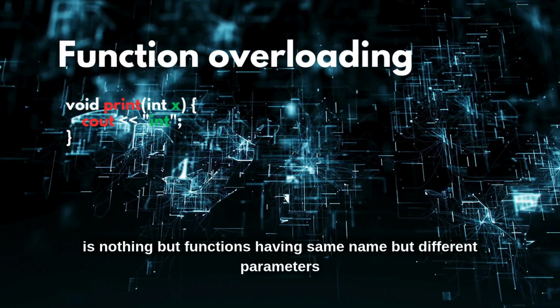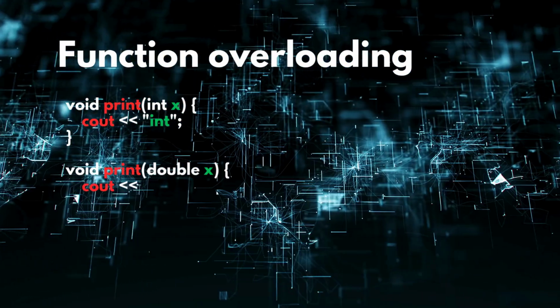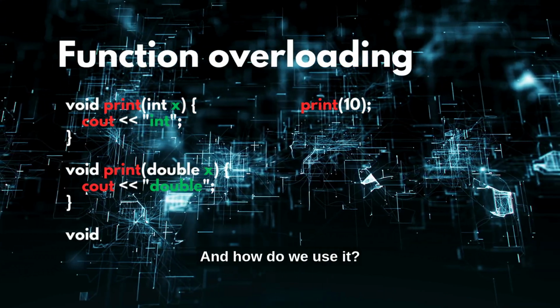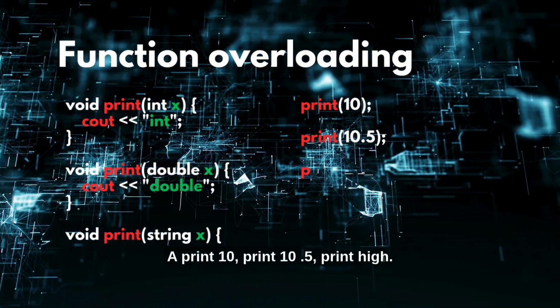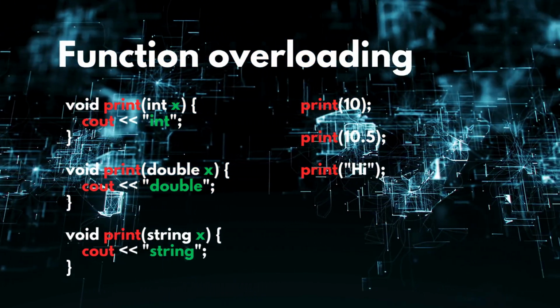Now let's see what function overloading is. Function overloading is nothing but functions having the same name but different parameters. And how do we use it? Print 10, print 10.5, print hi. And the compiler decides based on the argument type.